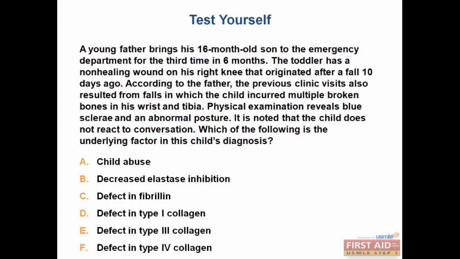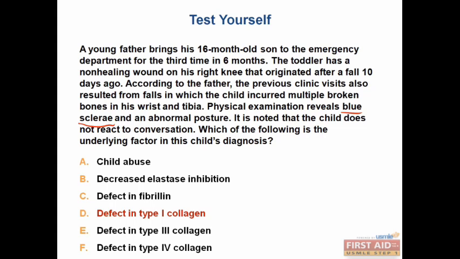Okay, so what's going on here? Well, you've got a kid who's repeatedly breaking bones, which can mean one of two things. He's being abused, or his bones are easily breakable. The giveaway here is the blue sclera, which you would not see in child abuse, but you do see in a certain disease that makes you prone to breaking bones. In fact, it has the nickname brittle bone disease. So the answer here is choice D, a defect in type 1 collagen, which is Osteogenesis Imperfecta.